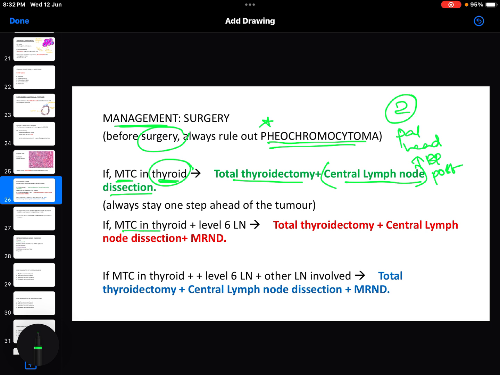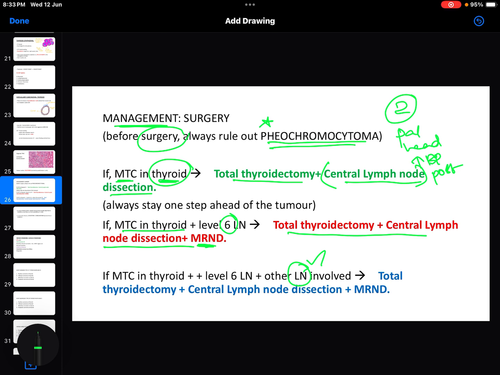If it involves the thyroid and also level 6 nodes are involved, we are going to do total thyroidectomy with central lymph node dissection with MRND. Similarly, if any other lymph node is also involved, the same procedure, this aggressive management is done. So we are going to be one step ahead of the tumor. If it is present only in the thyroid, we are going to do total thyroidectomy along with central lymph node dissection. If level 6 nodes are involved, then we are going to do everything. Total thyroidectomy, remove the level 6 nodes, central lymph node dissection along with MRND.